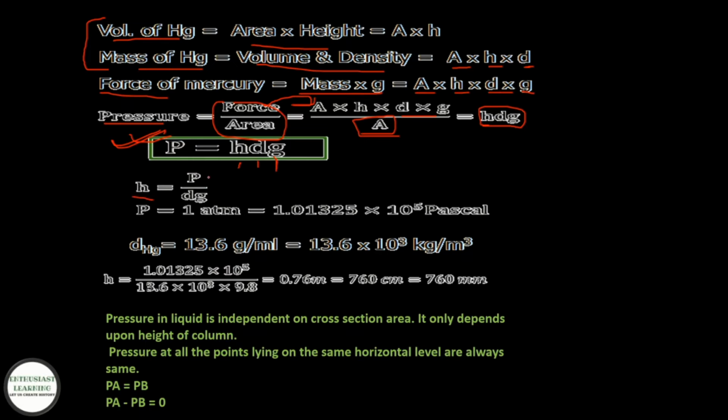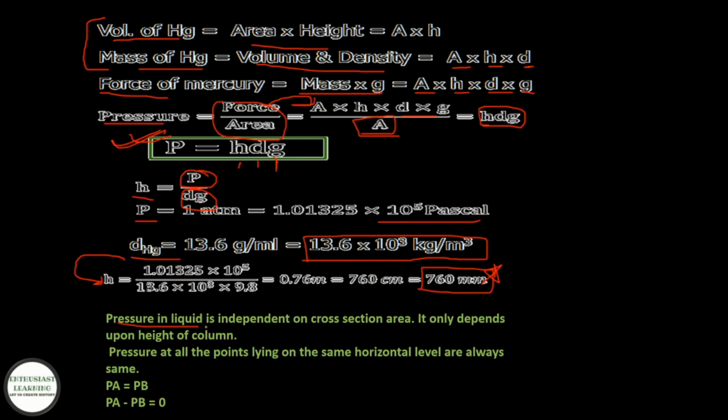H can be written as pressure upon density into g. We can take pressure here as 10^5 Pascal, density as 13.6 into 10^3 kg per meter cube. On putting the values, we get H as 760 mm, which is a very important value.